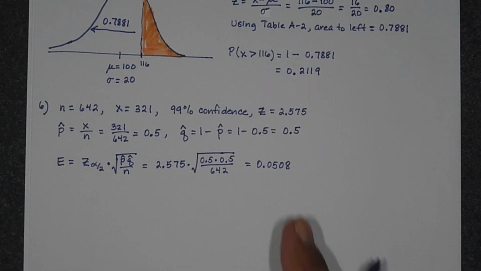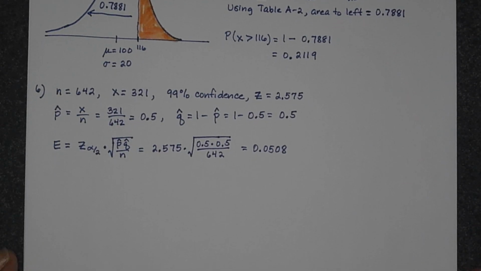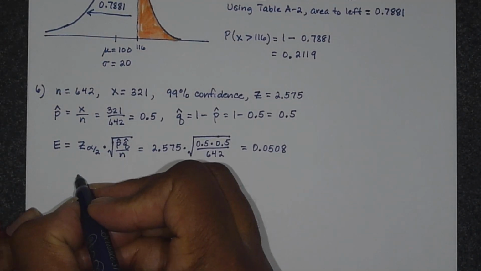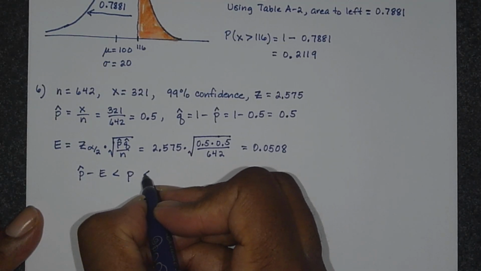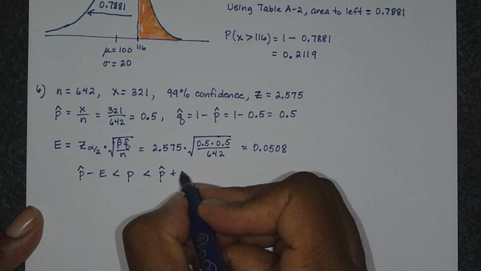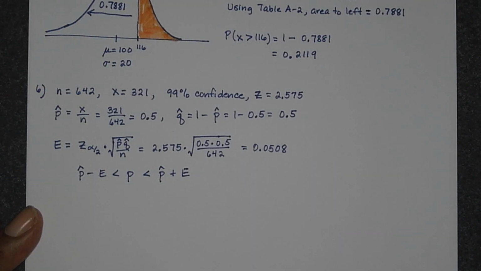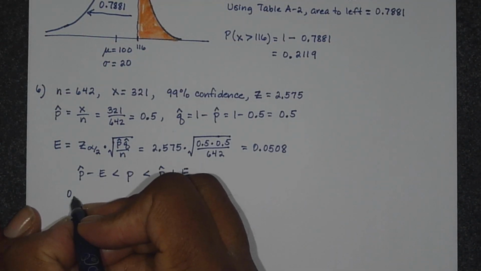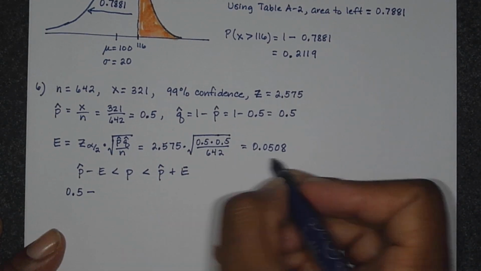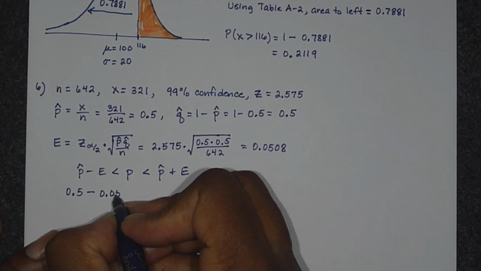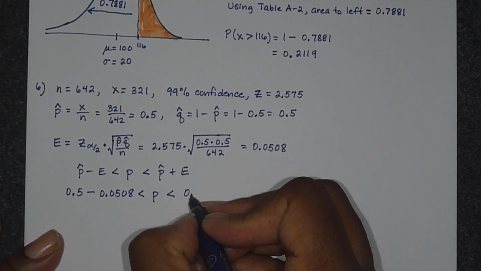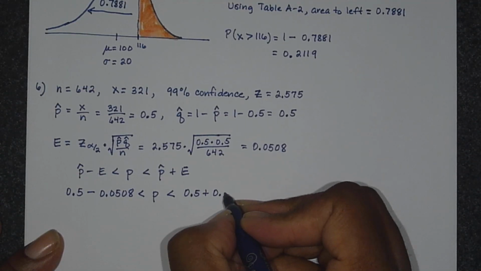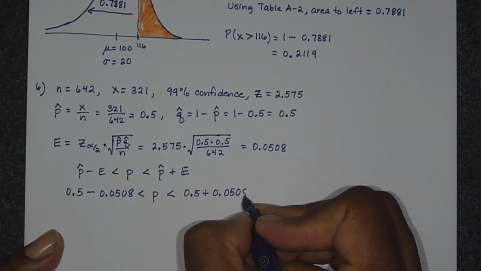Okay, so I know what my margin of error is, and I also know what p hat is. From there, I can construct the confidence interval. And the confidence interval for a proportion would be p hat minus e, and that's less than p, and less than p hat plus e. So we substitute p hat with 0.5 minus the margin of error. We found that out to be 0.0508. That'd be less than p and less than 0.5 plus 0.0508.